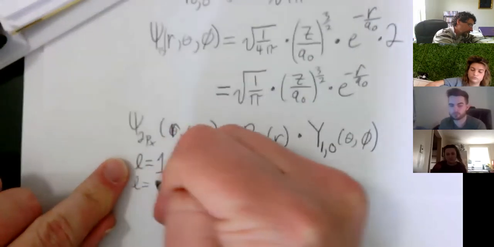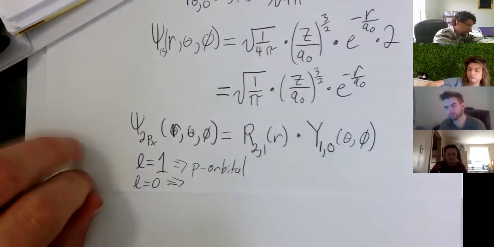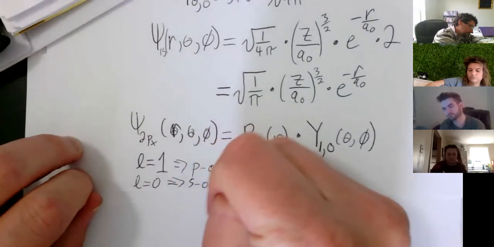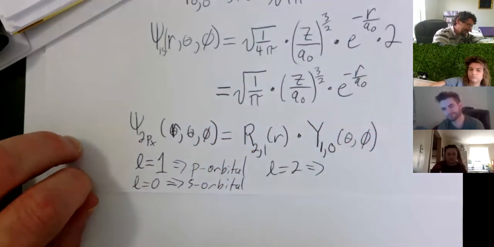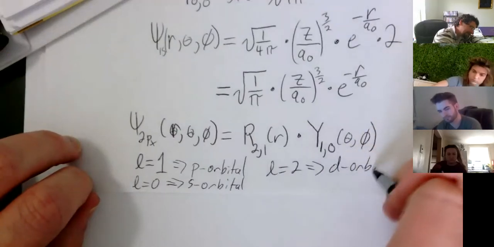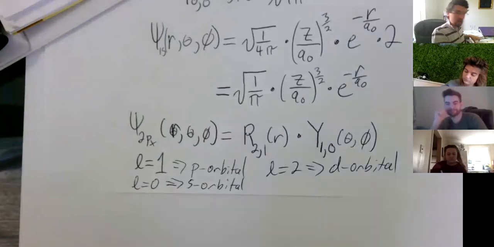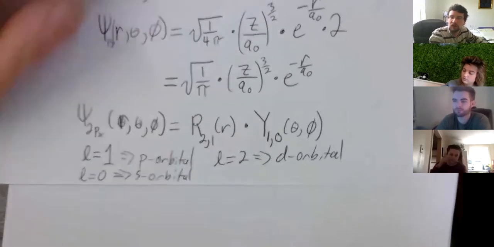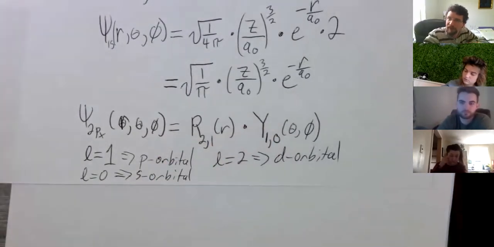And what about if L is equal to 0? That would be an s orbital. What about L equal to 2? It's a d orbital. Okay. I forgot about that. We're good. Okay, so does everyone feel like they could construct at least this portion and then start putting things together? Yeah. Okay.